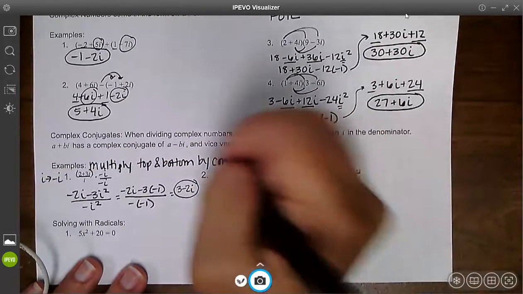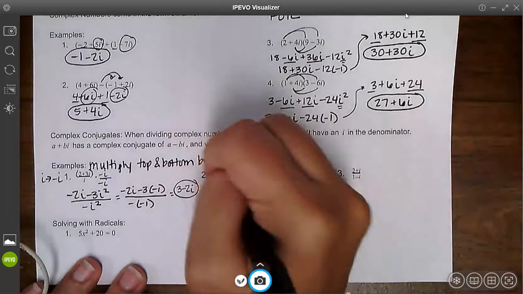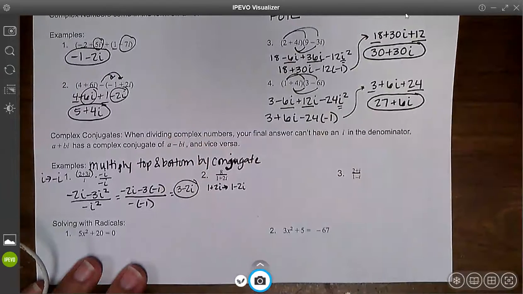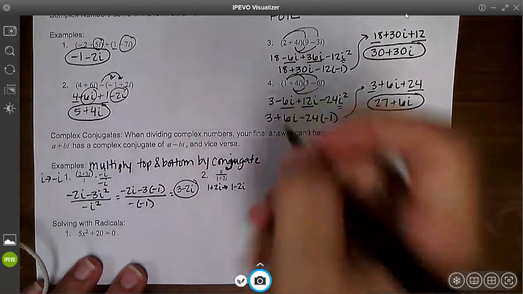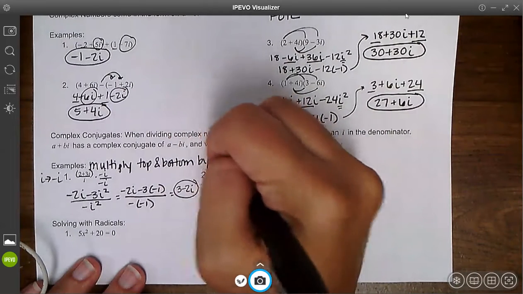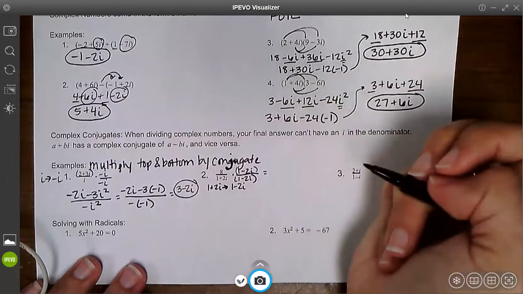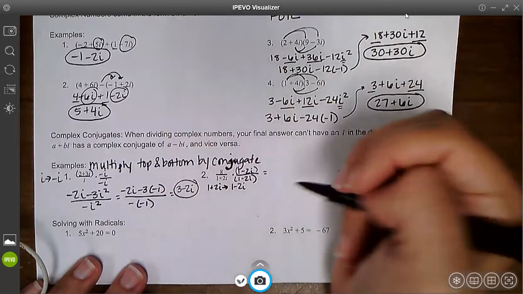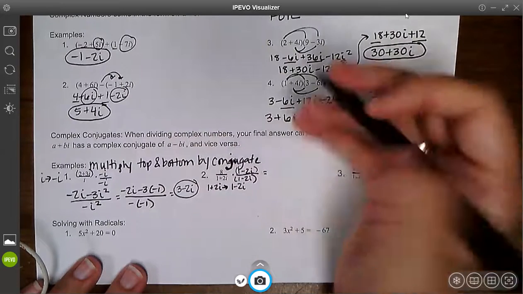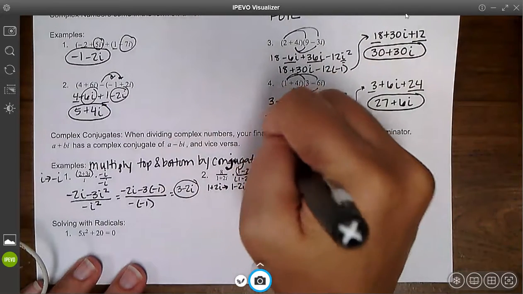The next one, I have 1 plus 2i. That conjugate is 1 minus 2i. You just negate or change the sign of your complex term. So I'm multiplying both the top and the bottom by 1 minus 2i. Now with this one, I will have to FOIL out the denominator, but the top one I can just distribute. So I'm left with 8 minus 16i on top.